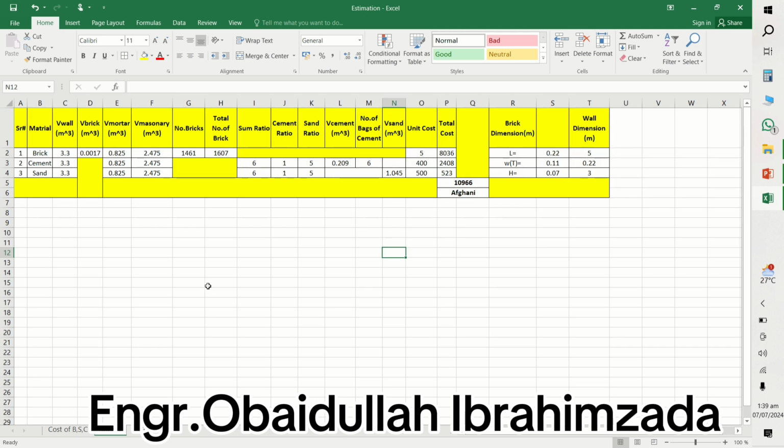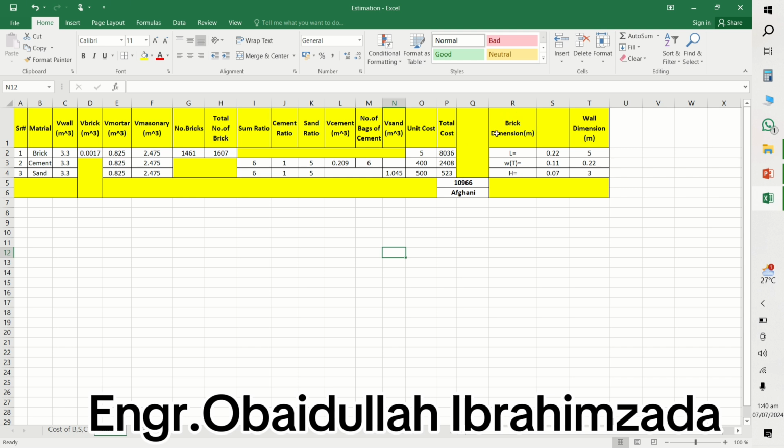Now, how by Excel sheet can we calculate the number of bricks and quantity of cement and sand? First of all, you have to make one table, one column, serial number, then material: brick, cement, and sand, then volume of wall you can calculate. Here, just put your dimension of the wall: how much is your length, width, or thickness, I can say, and height of the wall, and after that, volume of the brick.